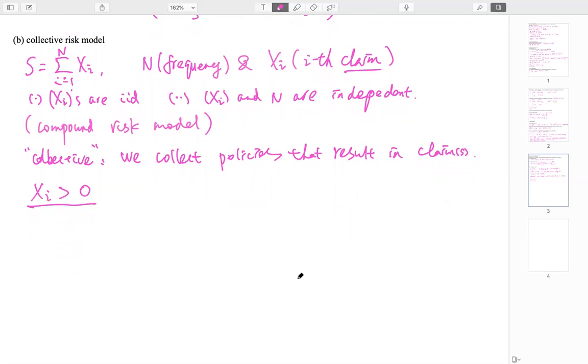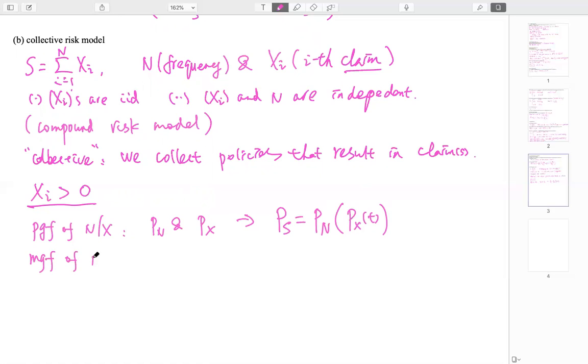So of course there are many things we need to know, right? For instance, if you know the probability generating function of N and X, they are given by PN and PX, then you would know the probability generating function of S is nothing but the composite of PN and PX, right? And similarly, if you know the moment generating function of N and X, they are MN and MX, then the moment generating function of your aggregate would be the composite of MN with, okay, now it is the log of MX.